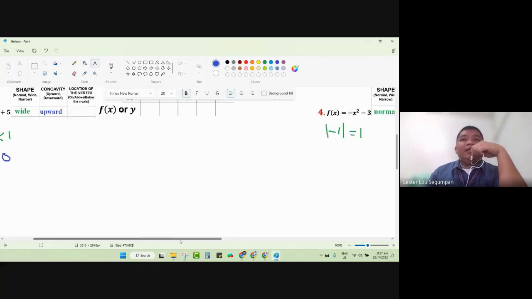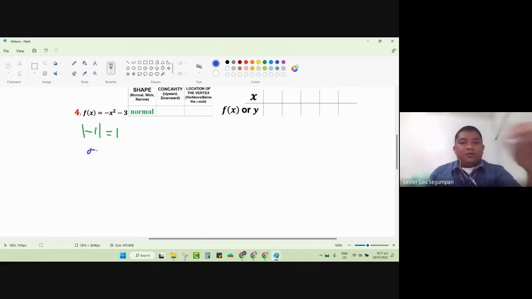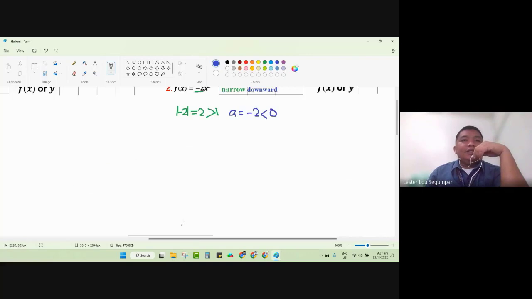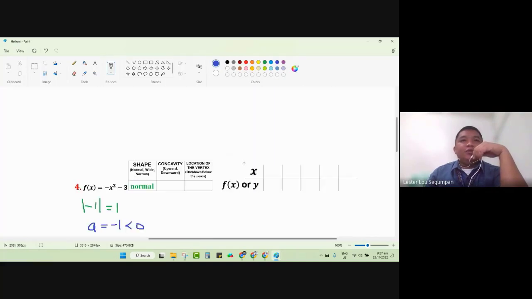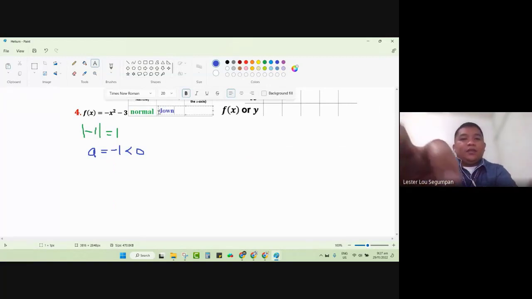My point of saying it's too small is the A coefficient. And then finally, on number 4, our A coefficient here is negative 1 and it's less than 0. Again, less than 0, just like in number 2, the concavity should open downward.